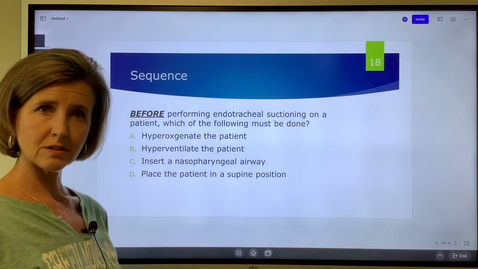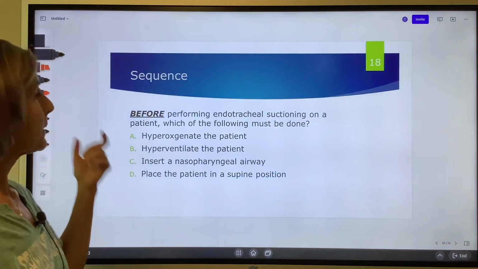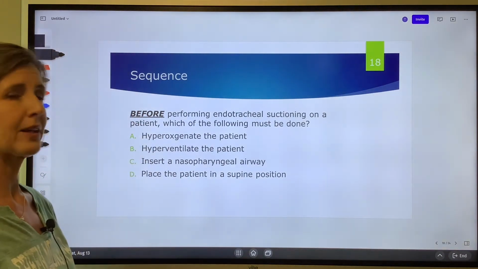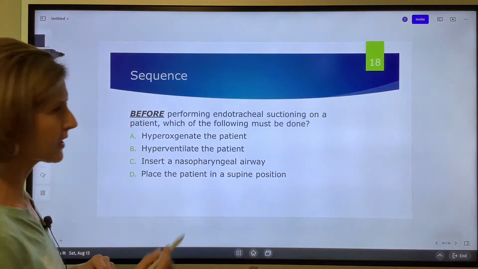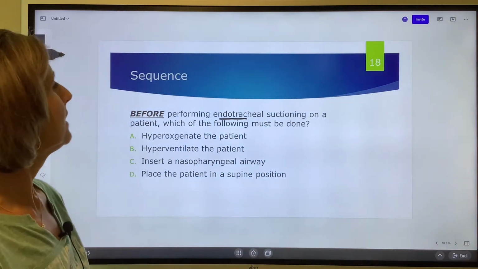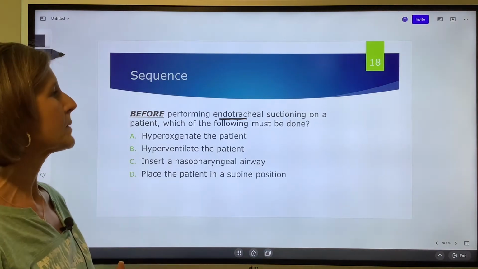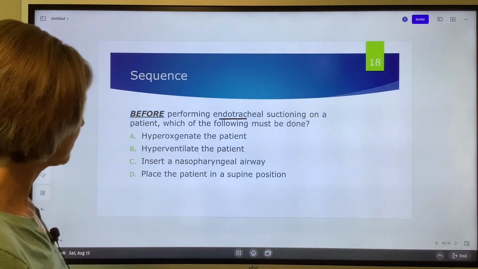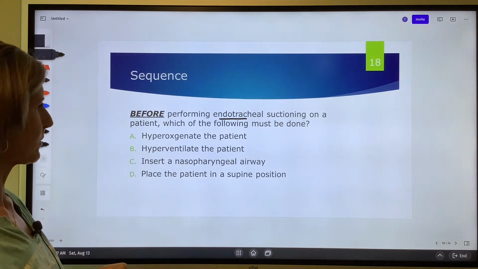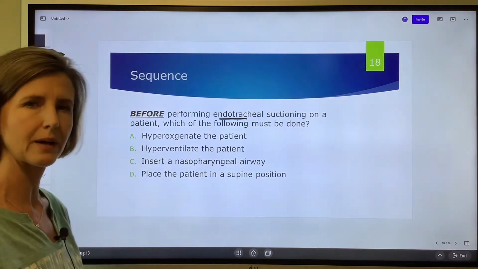Sequence questions, okay? Before performing endotracheal suctioning, okay, what type of suctioning? Endotracheal suctioning, down an ET tube on a patient, which of the following must be done? Hyperoxygenate, hyperventilate, insert a nasopharyngeal airway, and place the patient in a supine position.